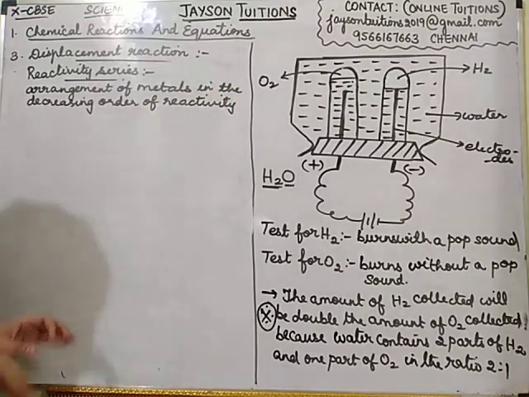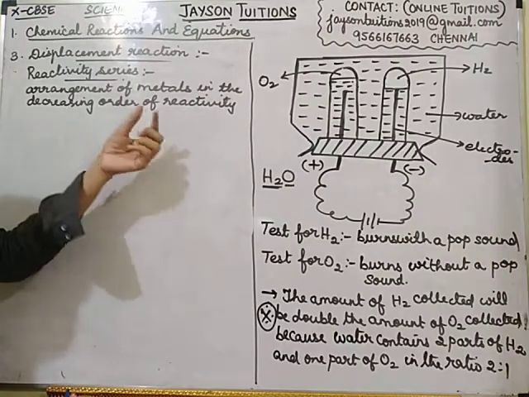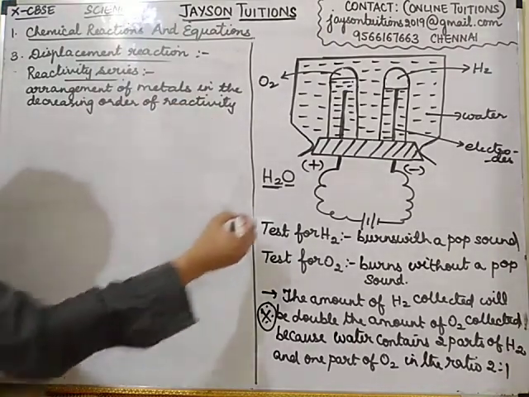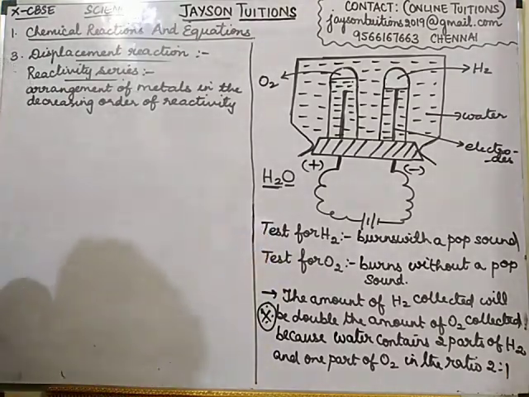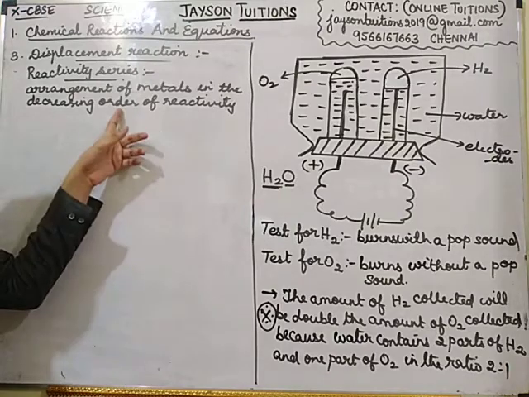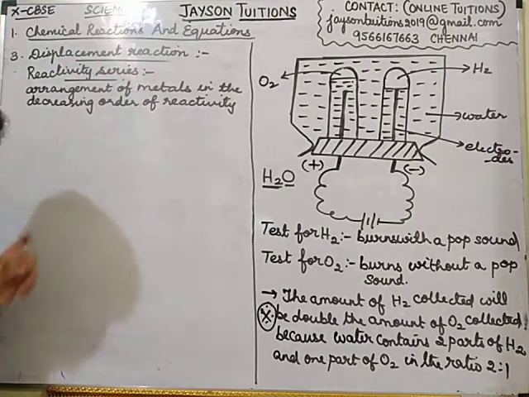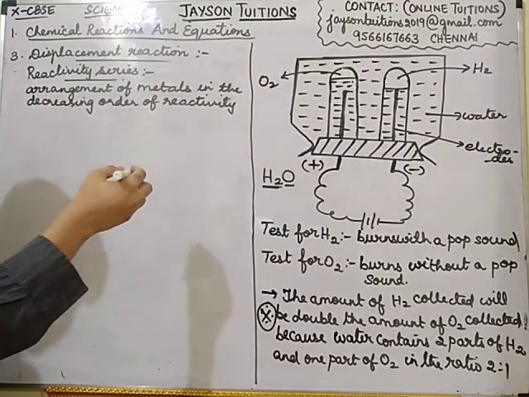That is, the metals will be arranged from more reactive metal to less reactive metal. This reactivity series you must learn by heart. Only if you know the reactivity series, the displacement reaction will be very easy to understand. So I will write the reactivity series here.